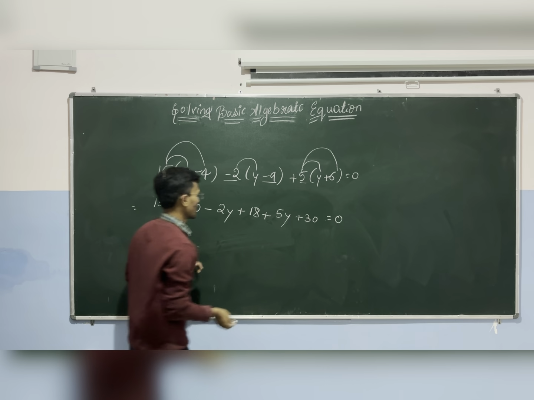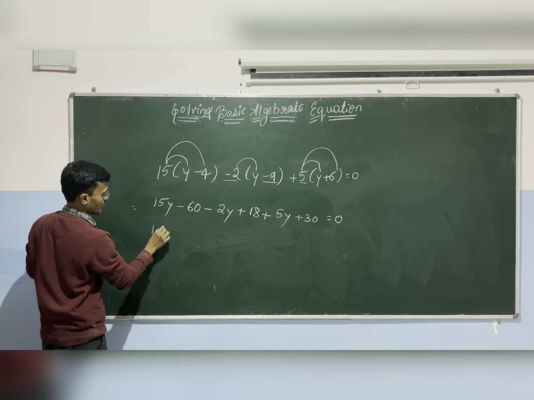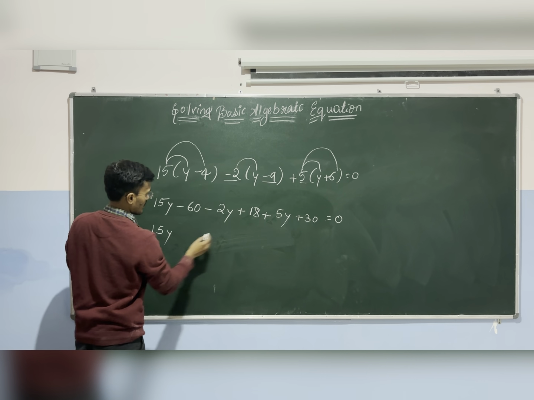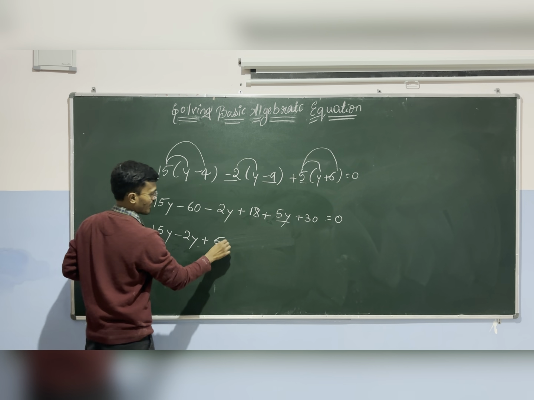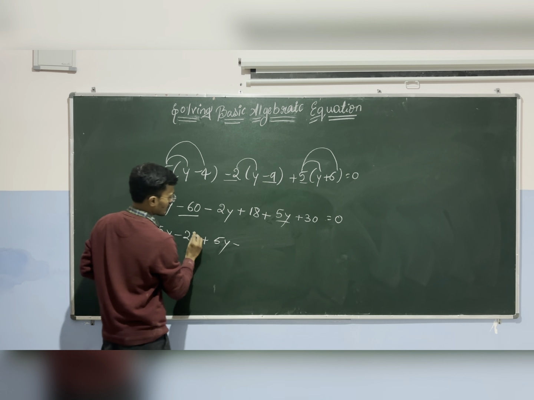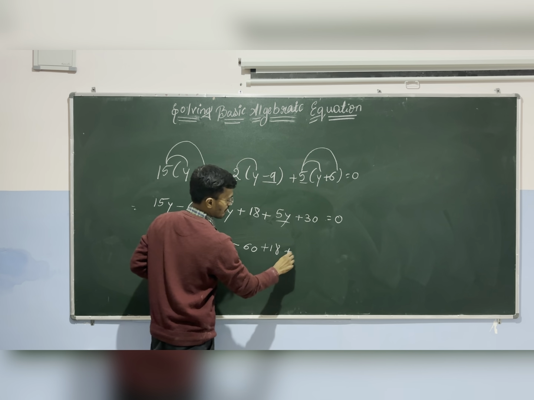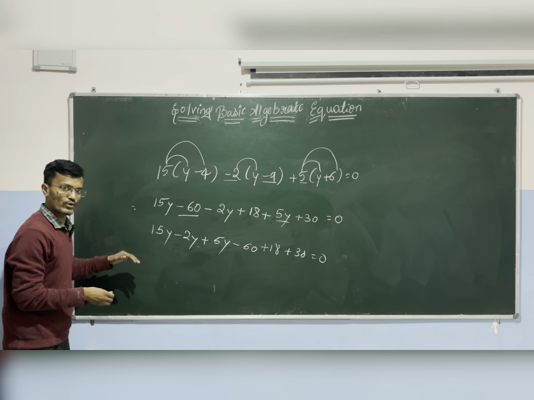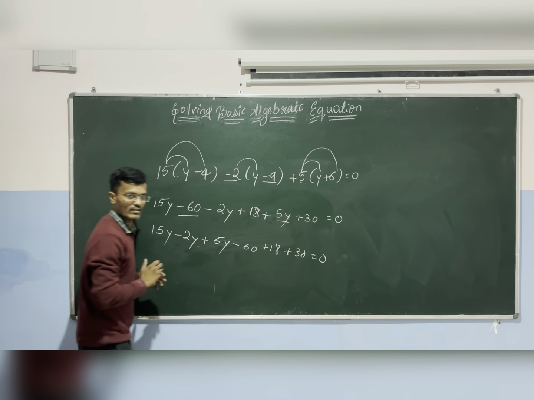So equal to 0. So now 15y, write the coefficients: 15y minus 2y plus 5y. Then write the constant terms: minus 60 plus 18 plus 30 equal to 0. This is how you need to separate the coefficients as well as the constant terms.